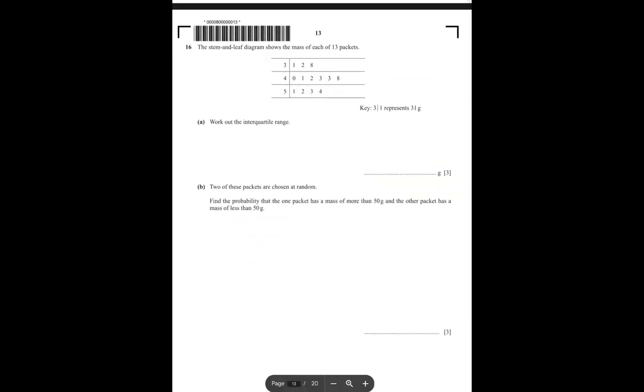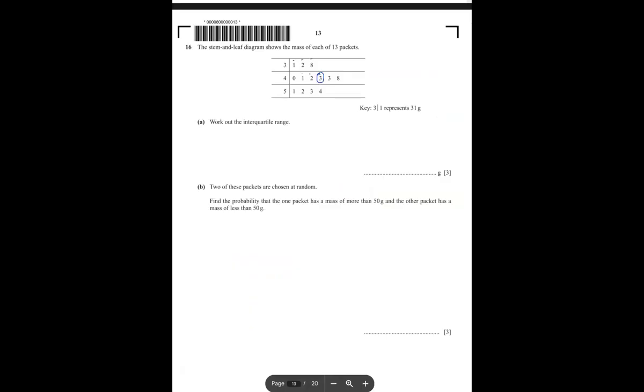So on to stem and leaf. The stem and leaf diagram shows the mass of 13 packets. Work out the interquartile range. If you're dealing with discrete data, you actually need to find the midpoint first. 13 packets, the middle is 6? 1, 2, 3, 4, 5, 6. No, the 7th one. 1, 2, 3, 4, 5, 6, 7. So this is your median.